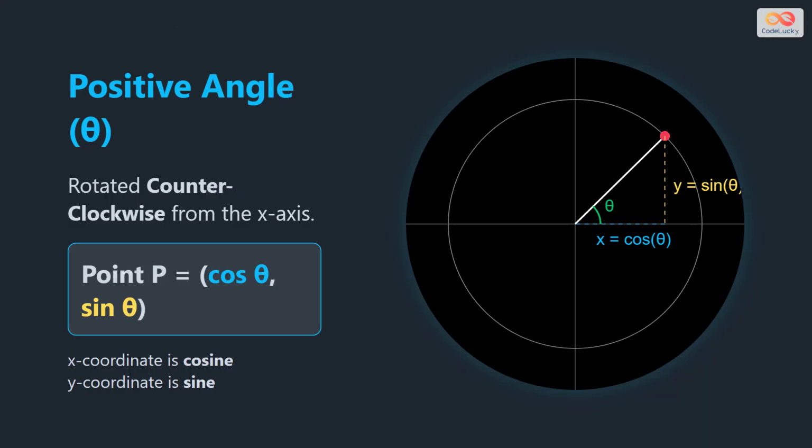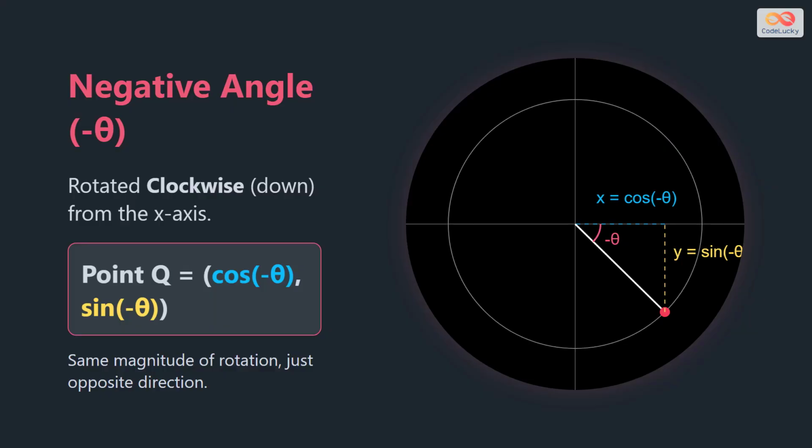Let's plot a positive angle, theta. By convention, we rotate counterclockwise from the x-axis. The point where this angle hits the circle gives us our trigonometric values. The x-coordinate of this point is defined as cosine theta, and the y-coordinate is sine theta.